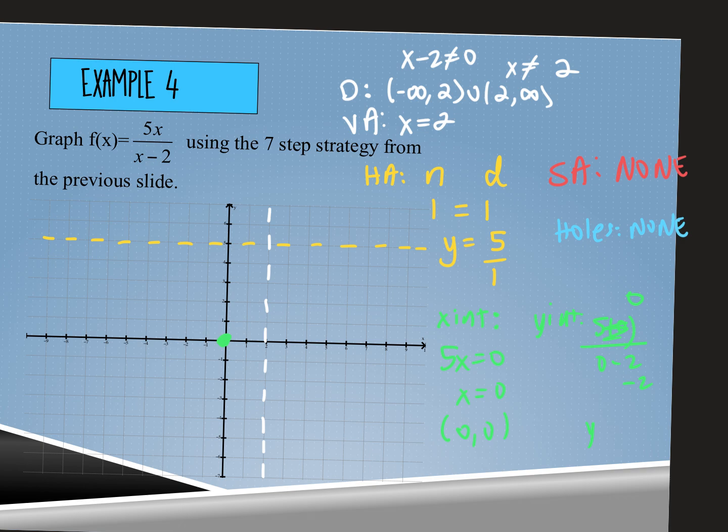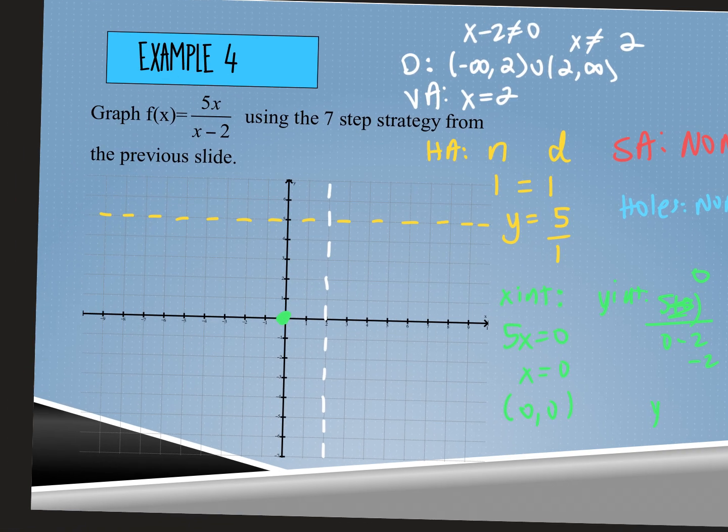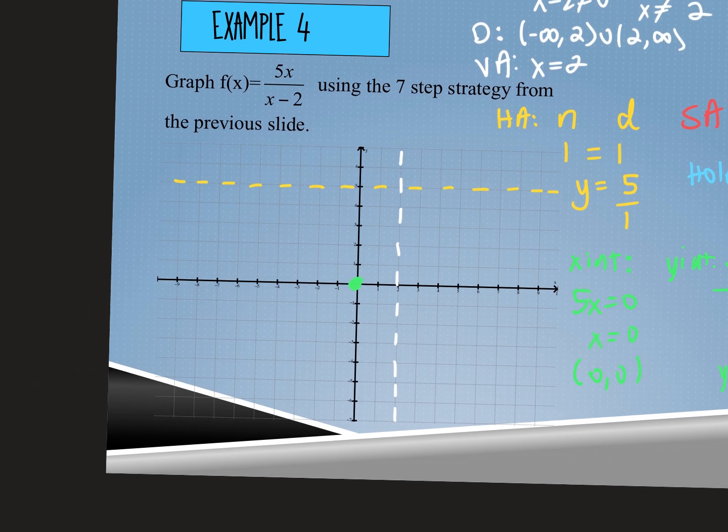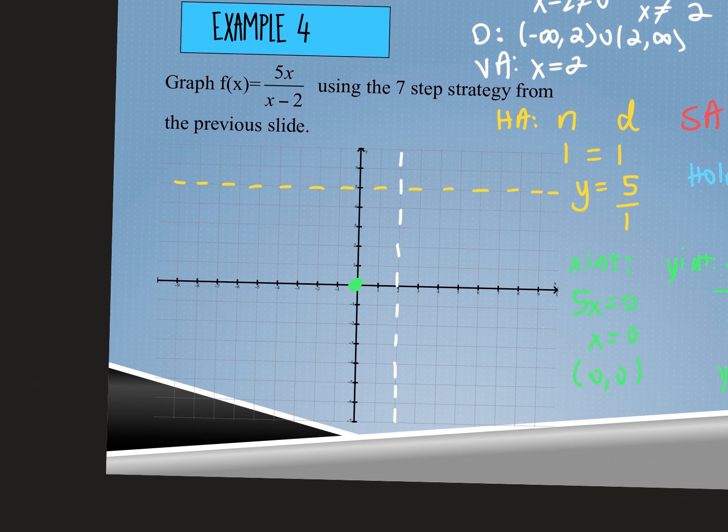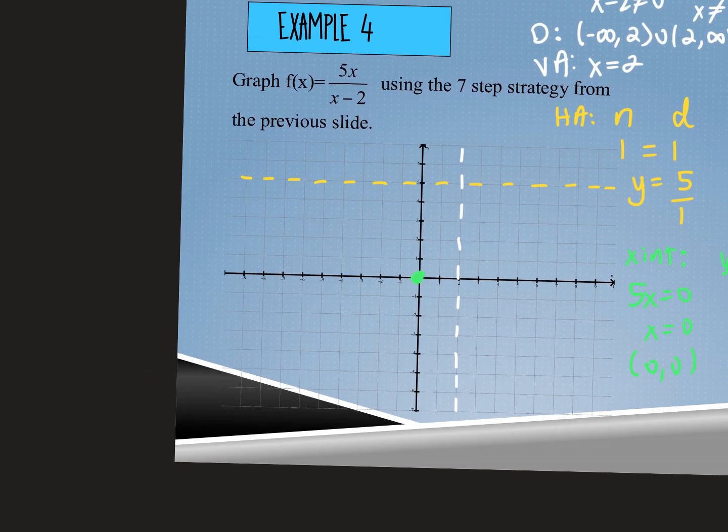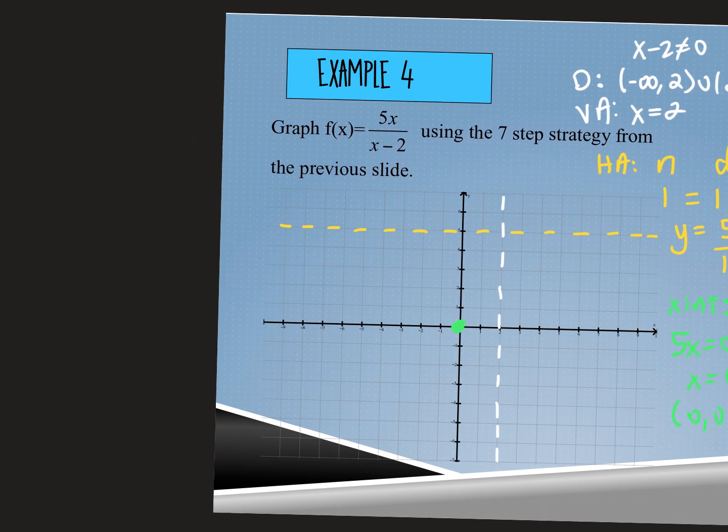So let's pick a number. My vertical asymptote is what? 2? Yes or no? Okay, so pick any number to the left of 2. Any x value. -1? Okay, fine. So we're going to plug -1 into our function. I'm going to say, what is my y value when I plug in -1 for x?